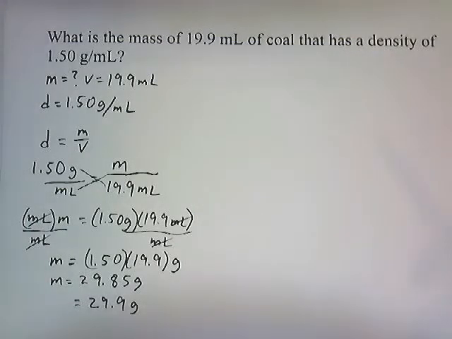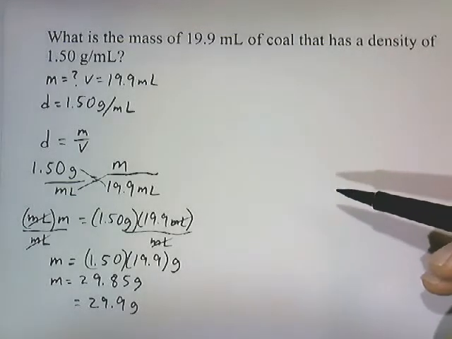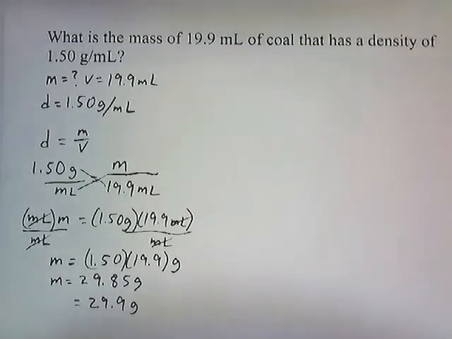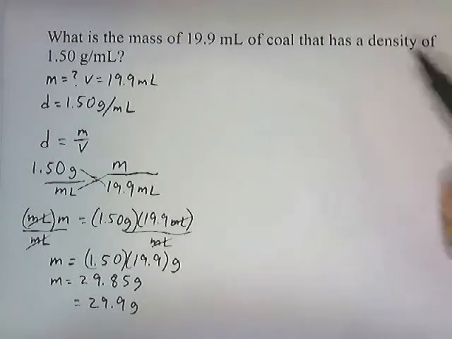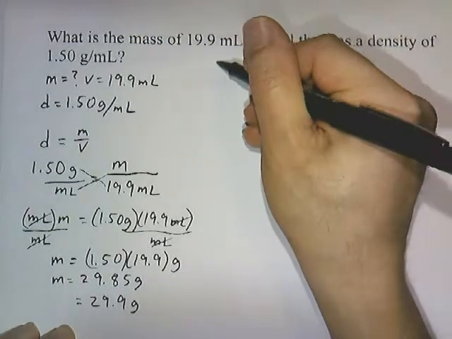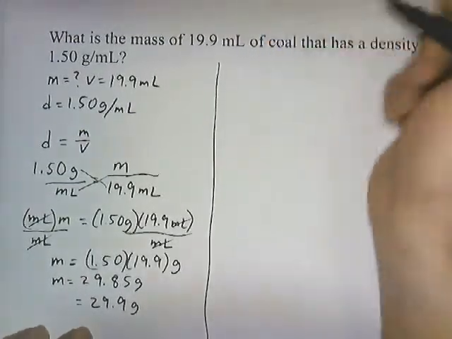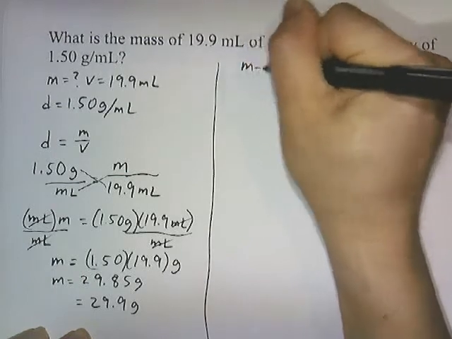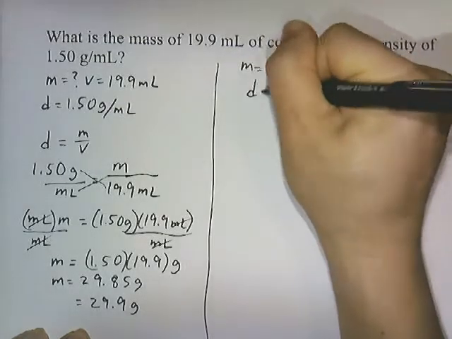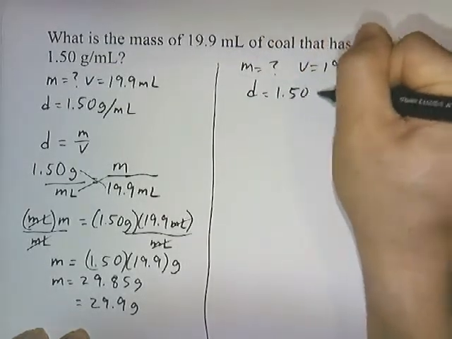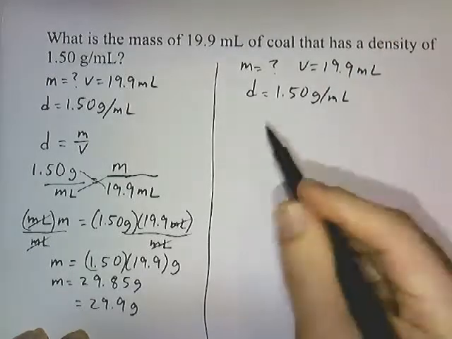Frankly, I've found that when I include the units, I tend to make mistakes and it confuses me. So if I can't do this correctly while including the units, then I don't expect you to do it either. Here's what I like to do. I just like to establish that I'm using the correct units, and once I use the correct units, I solve the problem without including the units, and then I just slap on the correct unit at the very end. So here's the shortcut of how I like to do it. It's the same drill: m equals question mark, v equals 19.9 milliliters, and then d equals 1.50 grams per milliliter. So my units are all correct.